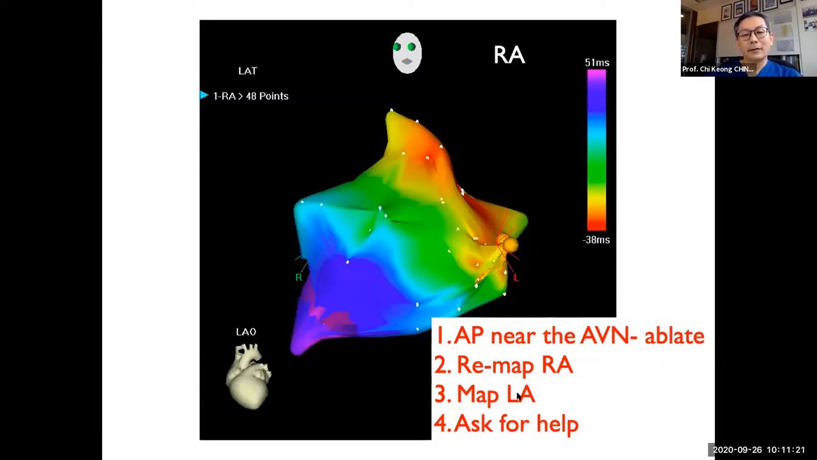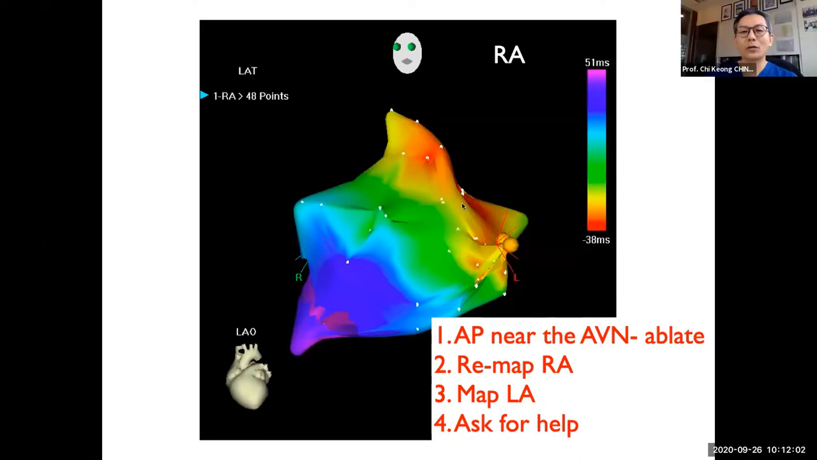Maybe ask Dr. Chen, what do you think of this map? And what are your thoughts and the suggestion? So Dr. Chen, this is a good map. And I think because the earliest activation is almost in a huge region. So normally for an extra pathway, I think the earliest activation is like a hotspot, not like a whole region like this. So you should map the neighboring structures, the non-coronary cusp or maybe the left atrium.